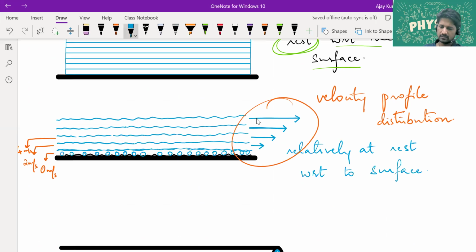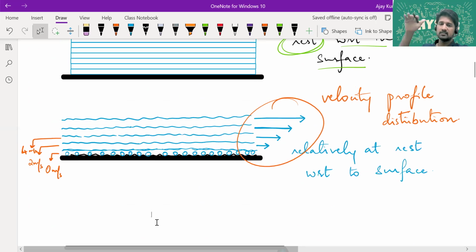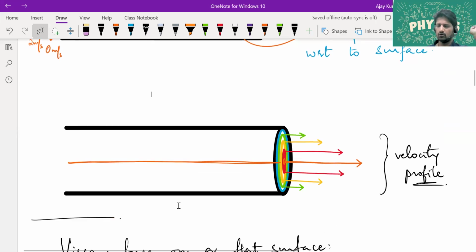The first layer is at rest, 0. Let's say the second layer moves on the first layer with a speed of 2 meters per second. Then the second layer speed will be 2 meters per second. The third layer moves on the second layer with a speed of 2 meters per second, so its actual velocity becomes 4 meters per second. As you move away from the surface, layer by layer, the velocity will increase. Relative velocity between layers will be there. So we visualize the flow velocity profile of layers in a circular tube as well.